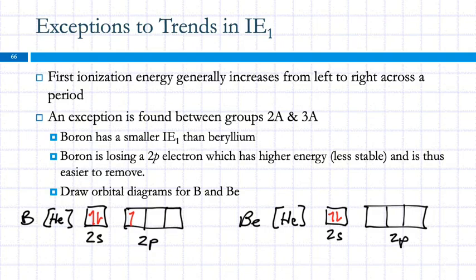So for the first ionization energy for these, I'm taking out an electron. For beryllium, I'm going to take that electron out. And for boron, I'm going to take this electron out. Beryllium is losing an S electron. Boron is losing a P electron. Which of those is higher in energy? Which one fills last? The P. The P subshell fills last because it's got higher energy. So it's easier to remove than this S orbital, because we're removing from different orbitals, on different sublevels.